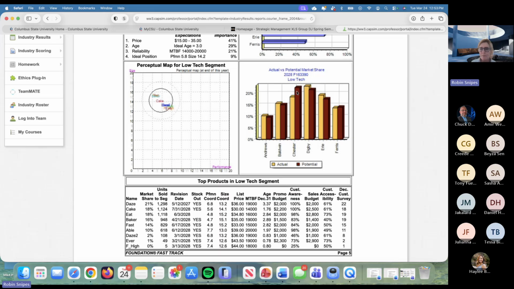Keep in mind that if one company stocks out, it could cause all the other companies to stock out, because you can see Chester stocked out. This is the potential. This is the actual. The yellow bar is the actual. Chester could have sold a lot more, and this is their cake product that could have been the #1 seller, but the problem is not enough cake was produced.